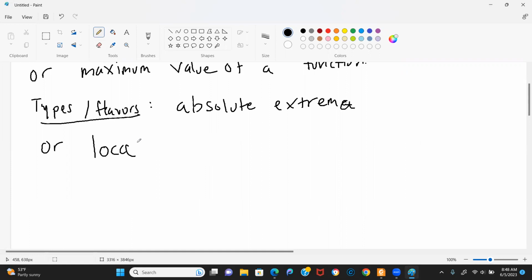Or you could have a local extrema, and I think the term local is a more accurate term of what it's describing. So you could have a local extrema, and that could be either a local minimum or a local maximum, and that should indicate to you that this local maximum or minimum is a maximum or minimum for values near a given value. Let me pull the book open because it has a few definitions.